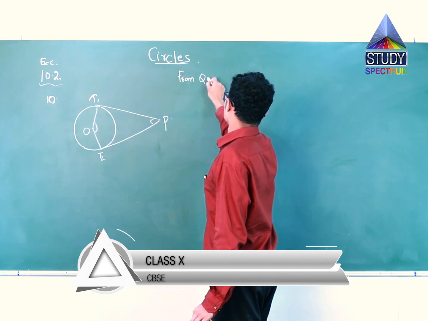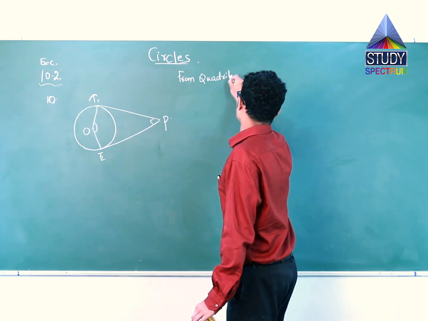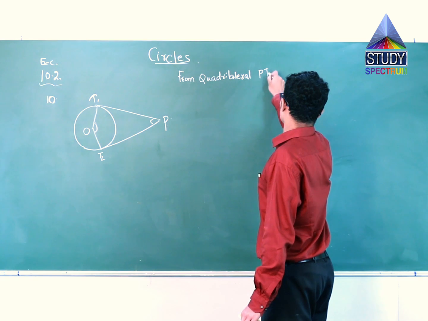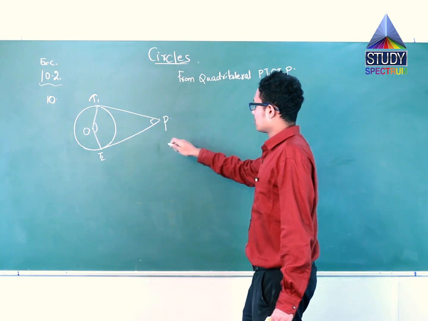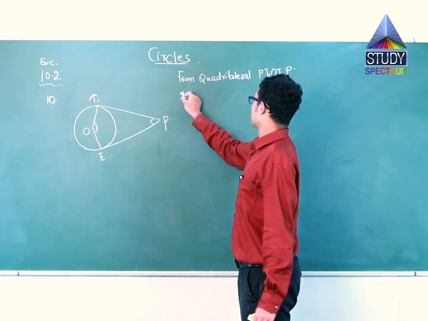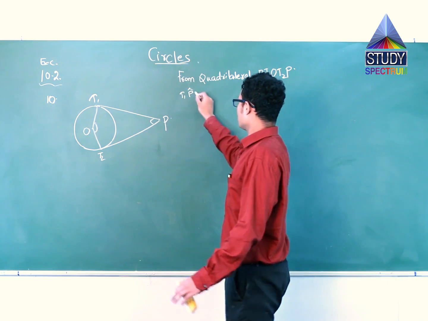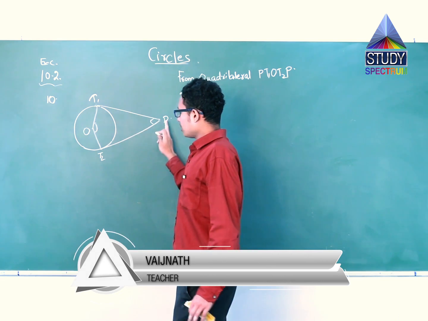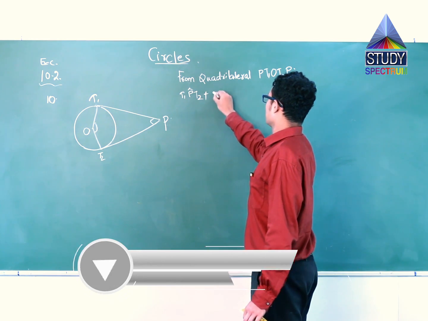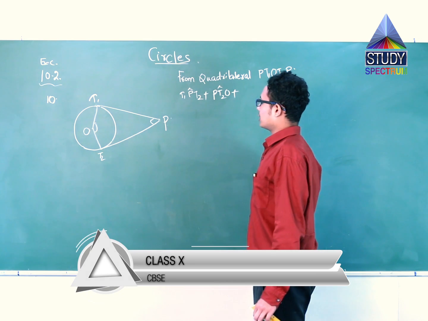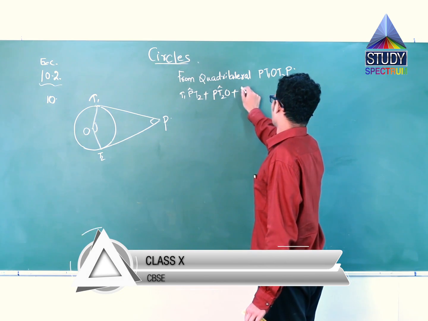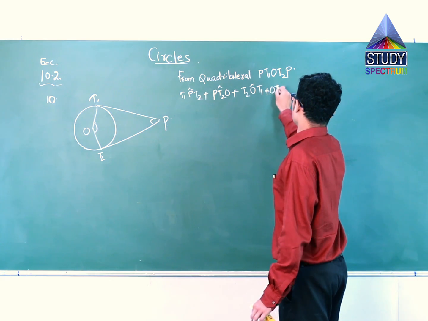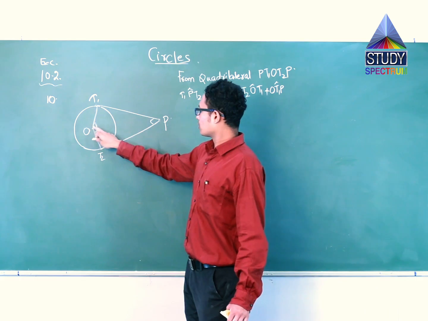From quadrilateral P T1 O T2, we have angle T1 P T2 plus, I have considered this angle first, now I am considering this angle P T2 O, plus angle T2 O T1, plus angle O T1 P.